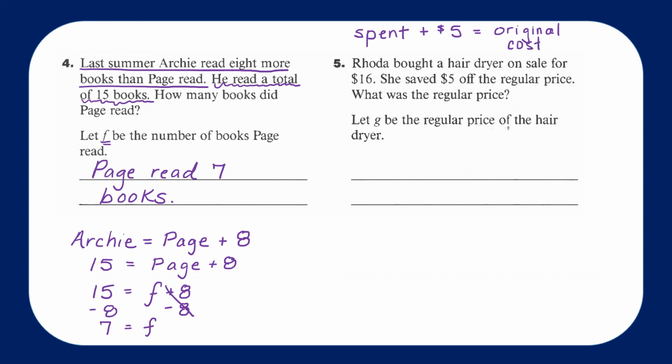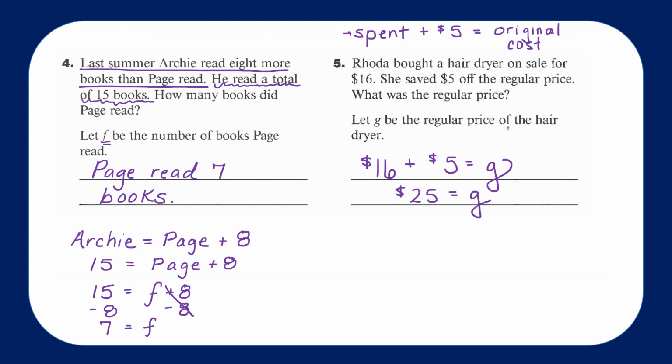Because what she spent is actually the sales price. Okay, so she got a discount of $5. So what she spent plus $5 is going to be the original cost. Now, we know that she spent $16, so I can write $16 here, plus the $5 is going to equal G, the original cost of the hairdryer. Okay, so we just add those together. 16 plus 5 equals 25 equals G.